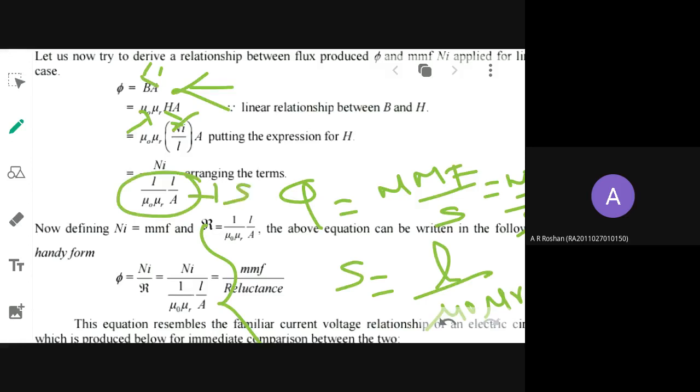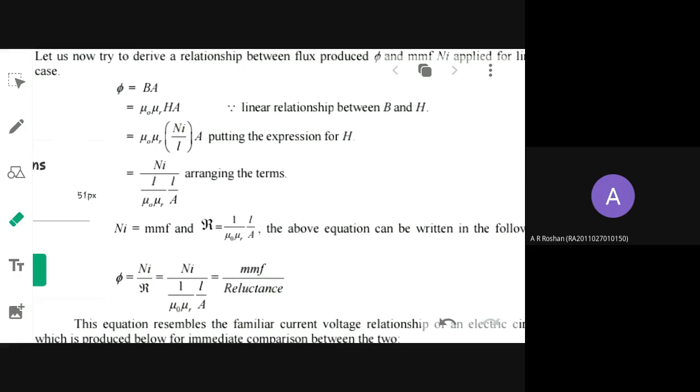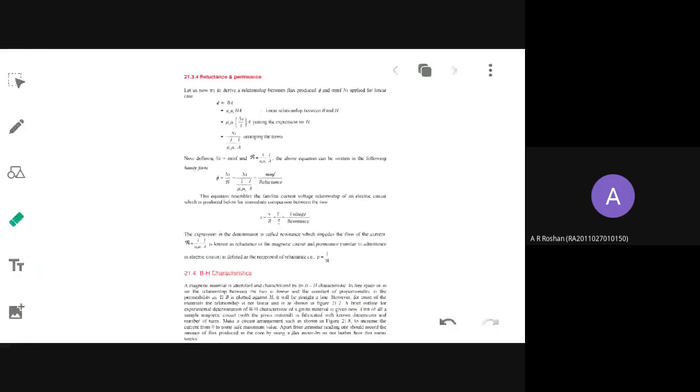Easy. Okay, based upon these relationships, problems will come. I will solve problems at the end of this class, but before that you need to know the difference between para, dia and ferromagnetic material. Some examples you need to know, that might be asked in MCQ. So I will discuss that first.